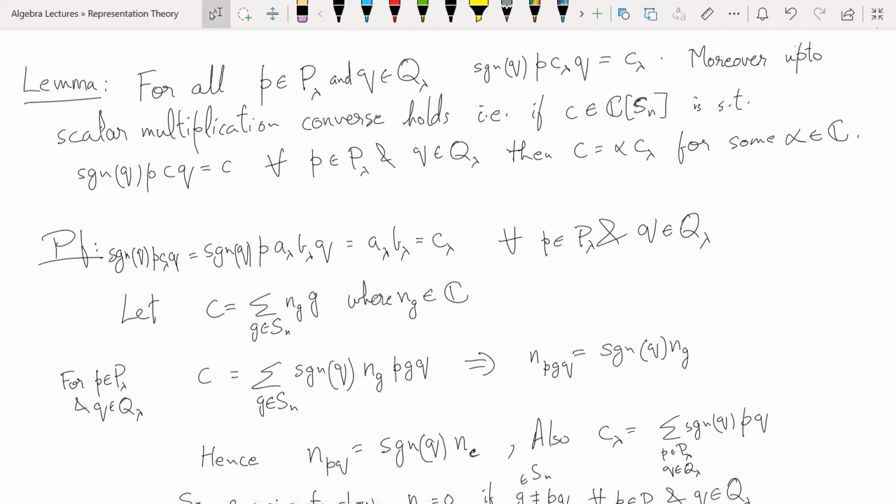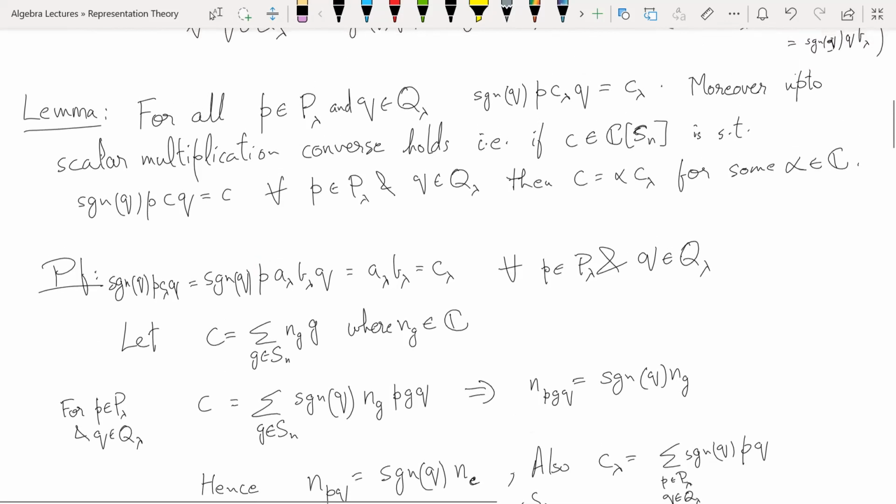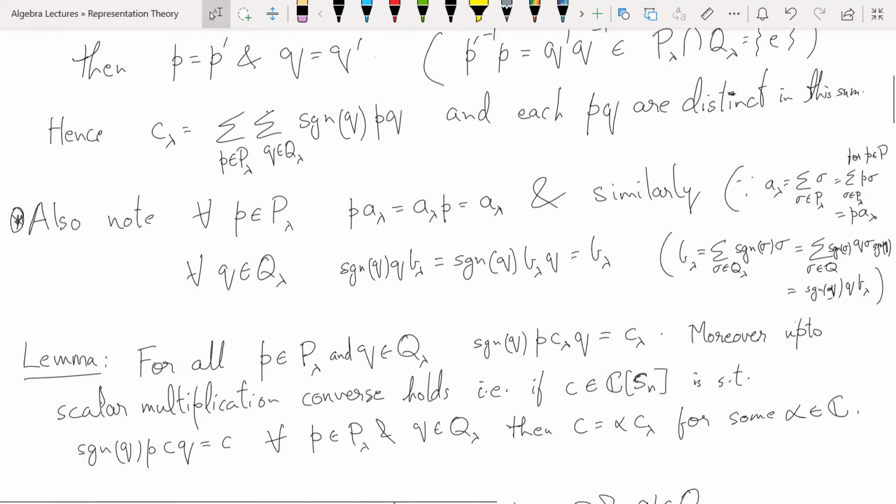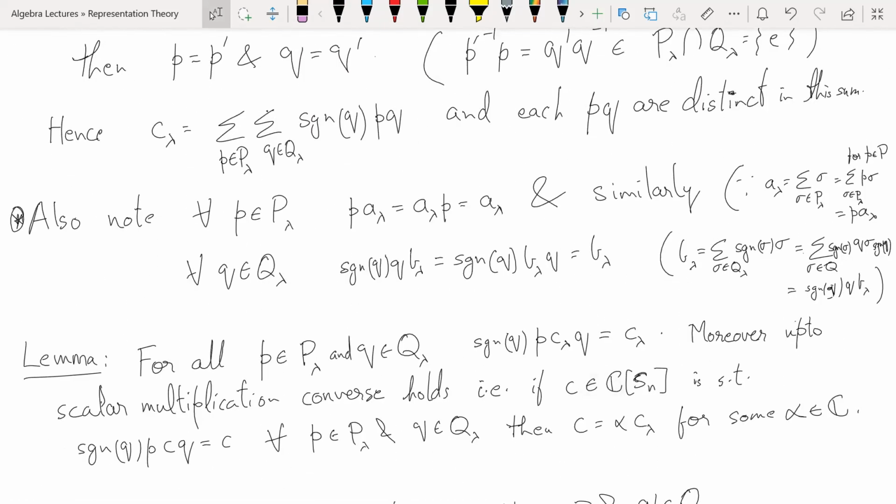Okay, so we get this identity that n_{pgq} is sign of q times n_g. By the way, we want to show that c is a multiple of c lambda, and we know what c lambda looks like. So we have this description. c lambda is this kind of guy.